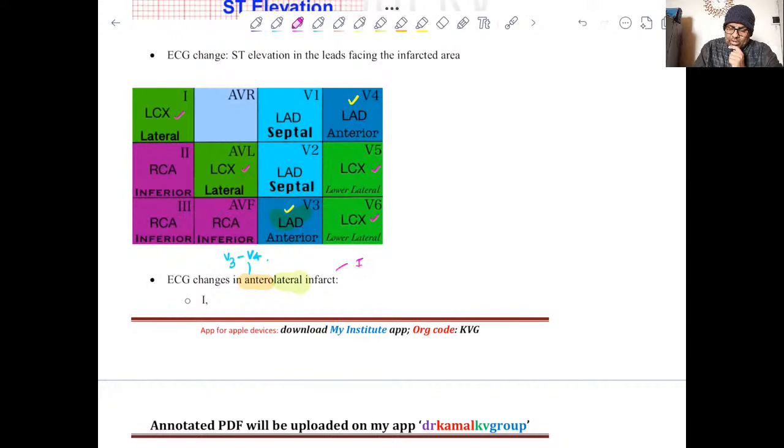So I, aVL, V5, V6. Clear? So if you find ST segment elevation in all these 6 leads, then only you will say that it's a case of anterolateral infarct. Suppose if you find it only in leads V3 and V4, you will call it anterior.